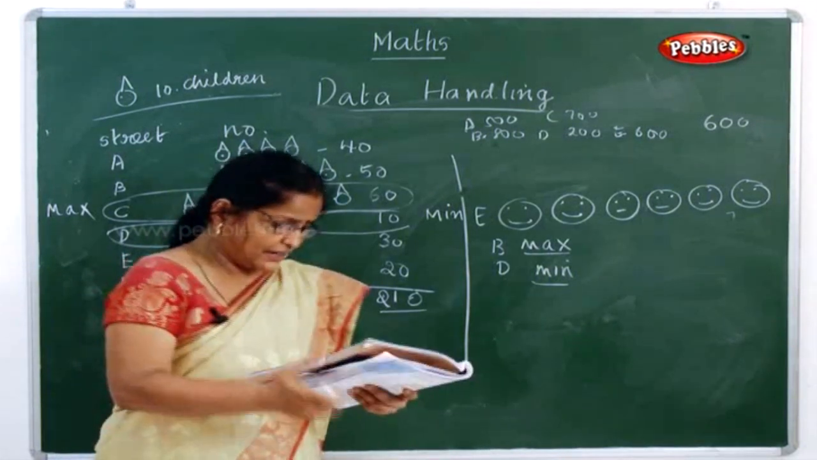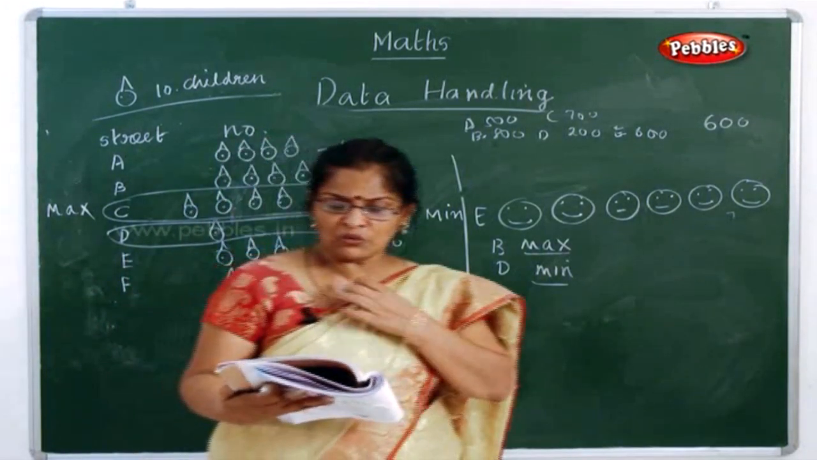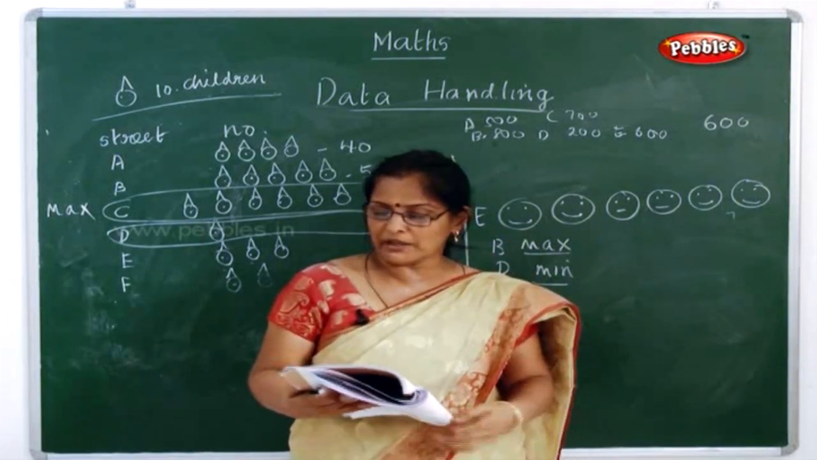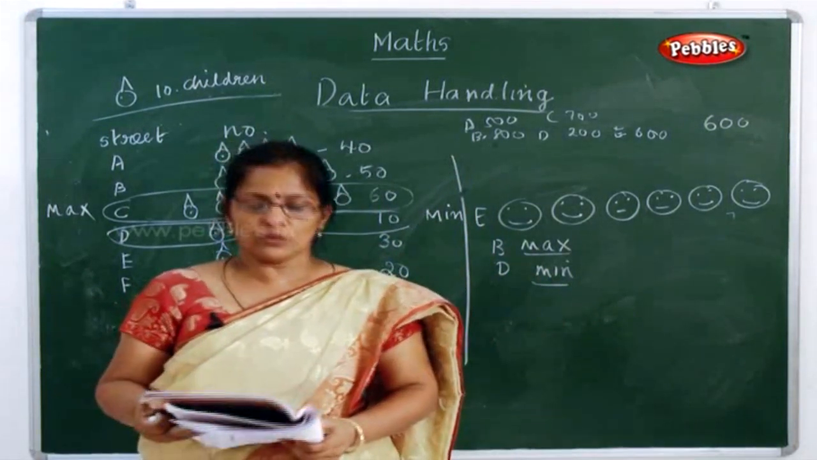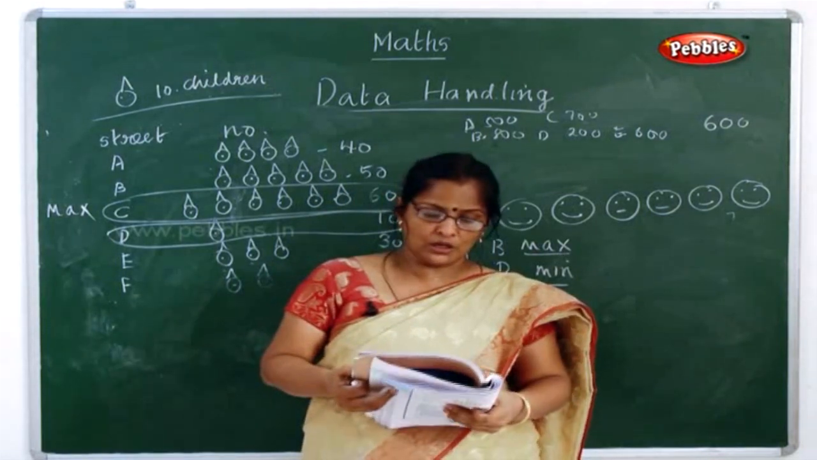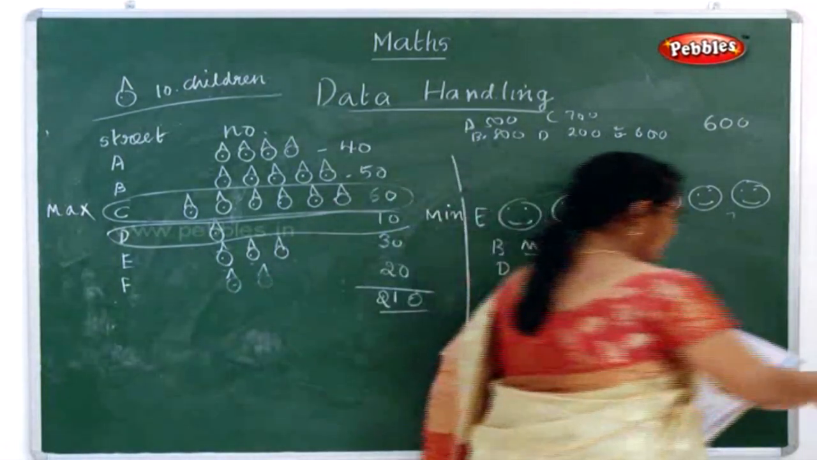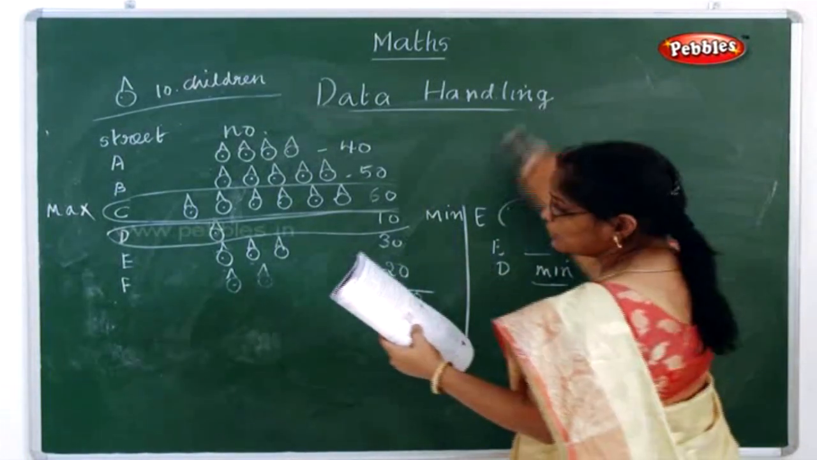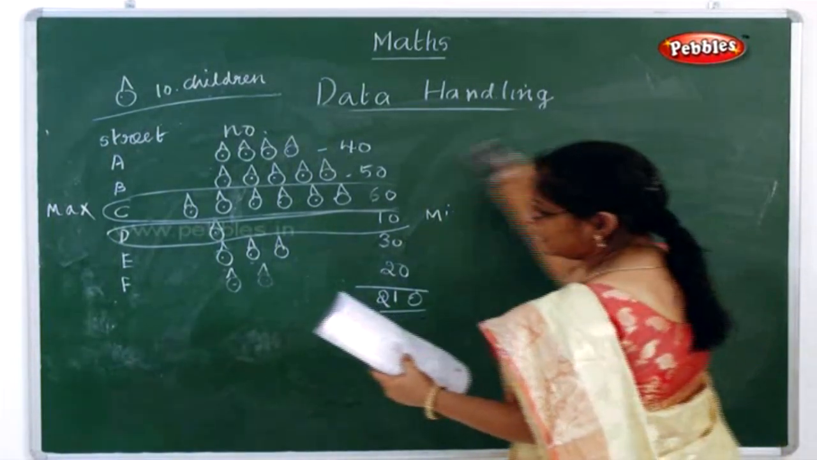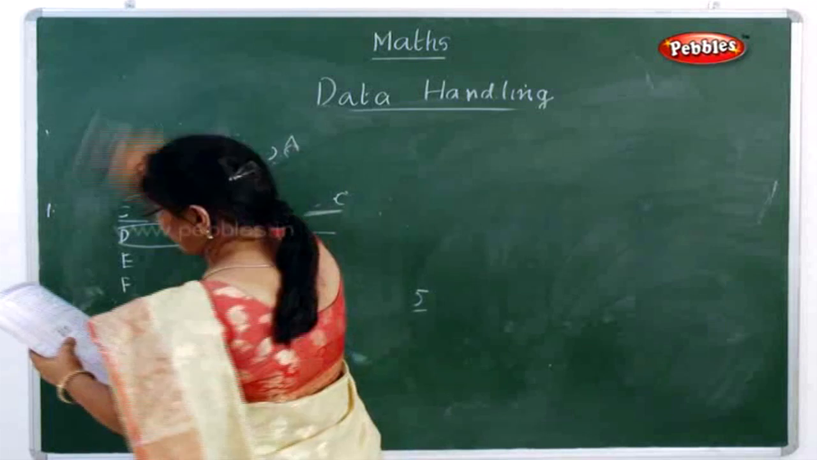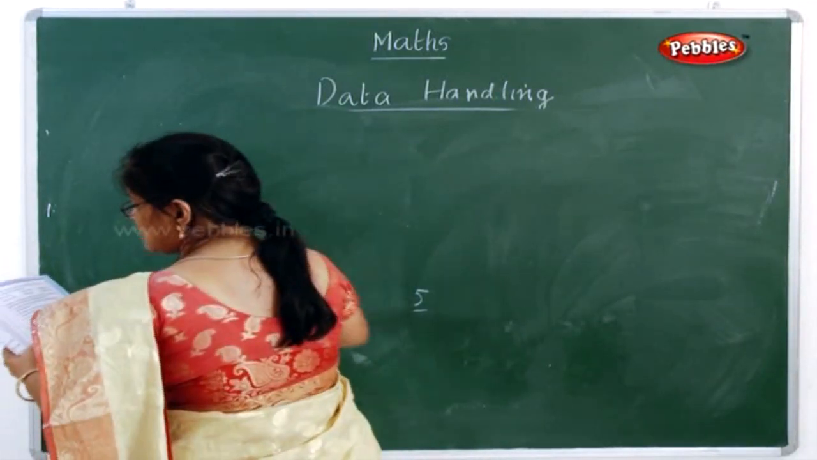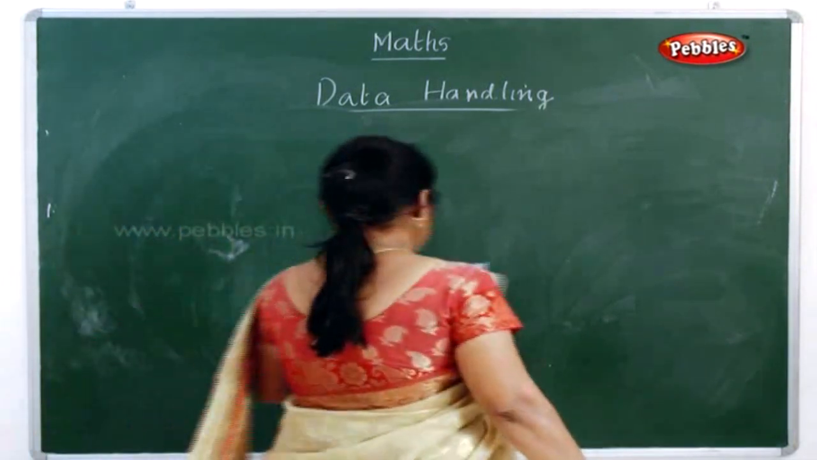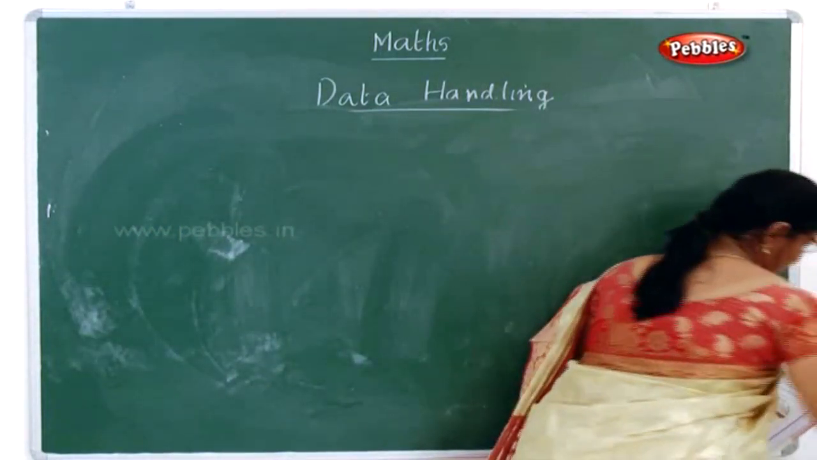Now same way, next sum, it's very easy. What you have to do? There were a total number of watches manufactured by a factory in a particular week. Monday it was 600 watches. Tuesday 800 watches. Wednesday 700 watches. Thursday 400 watches. Friday 500 watches, and Saturday it was 300 watches.